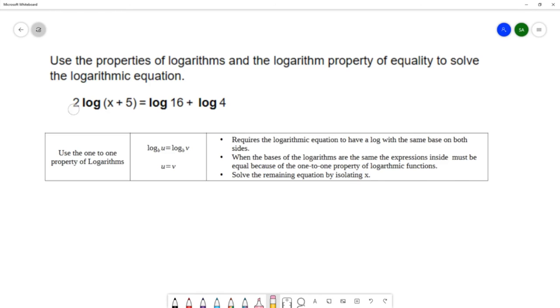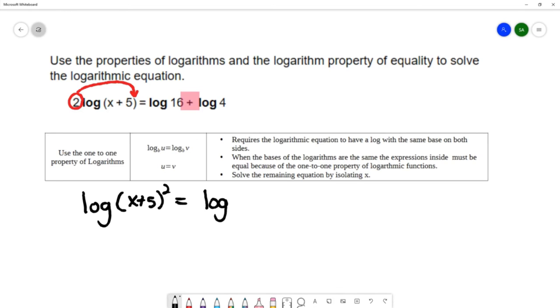So on the left, I need to deal with this coefficient of 2. There's a property of logarithms called the power rule, which allows me to move the coefficient into the power. So on the left-hand side I would have log of (x plus 5) squared. And then on the right-hand side with this plus sign, I'm going to be able to condense these logarithms with a property called the product rule. It's called the product rule because we multiply the numbers inside of each log. So we're going to multiply 16 times 4, which gives 64. So on the right-hand side, we have log of 64.